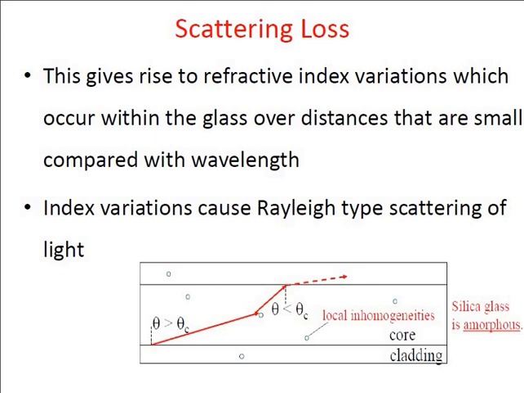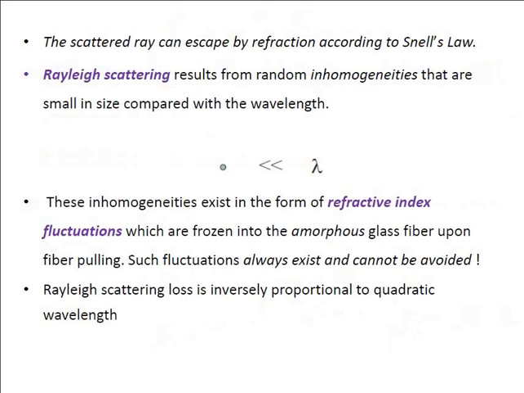Here the scattering losses are of two types: linear scattering loss as well as non-linear scattering loss. Linear scattering loss is divided into two types: Rayleigh scattering and Mie scattering. Non-linear scattering loss is divided into two types: stimulated Brillouin scattering and stimulated Raman scattering.